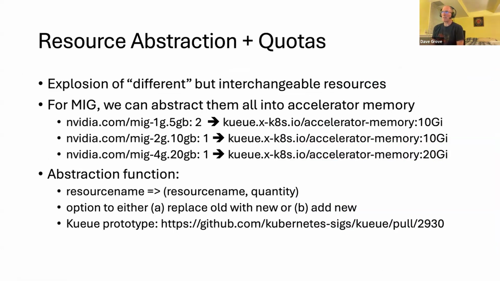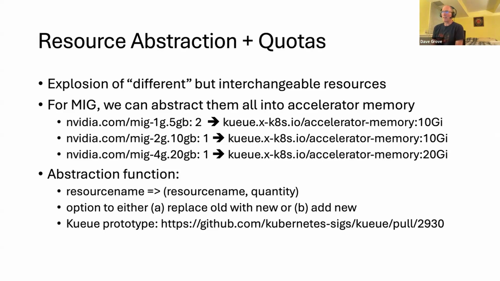In particular, in the case of MIG, what we really want to do for quota management is abstract them all into a single, more interchangeable resource, called accelerator memory, for example. Then you could manage quotas by saying you're allowed to have two GPUs worth of slices, and I don't care how you slice them up. So you get 40 gigabytes or 80 gigabytes of accelerator memory.